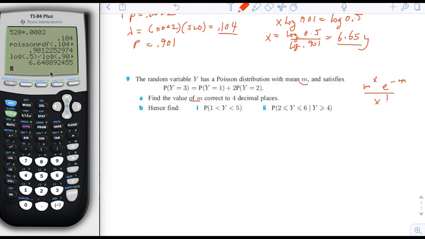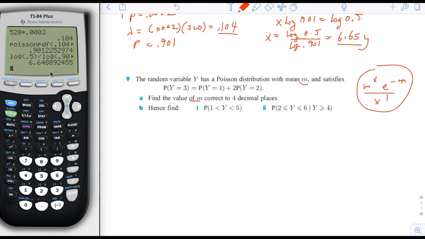The random variable y has a Poisson distribution with mean m and satisfies the equation probability y equals 3 equals probability that y equals 1 plus 2 times the probability that y equals 2. These are like clever little ways of forcing you not to use the calculator, because if they do give you a value for m, you can already use the calculator. They want you to use the formula. So we're going to use the formula here.